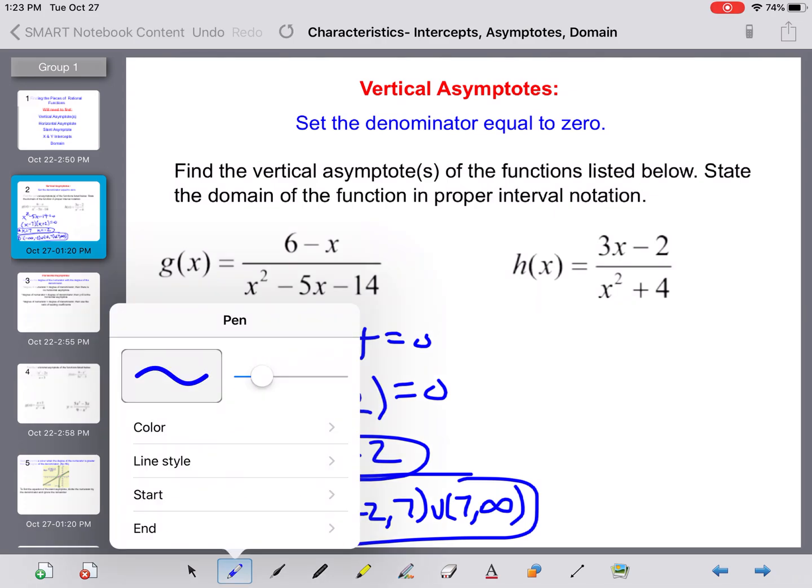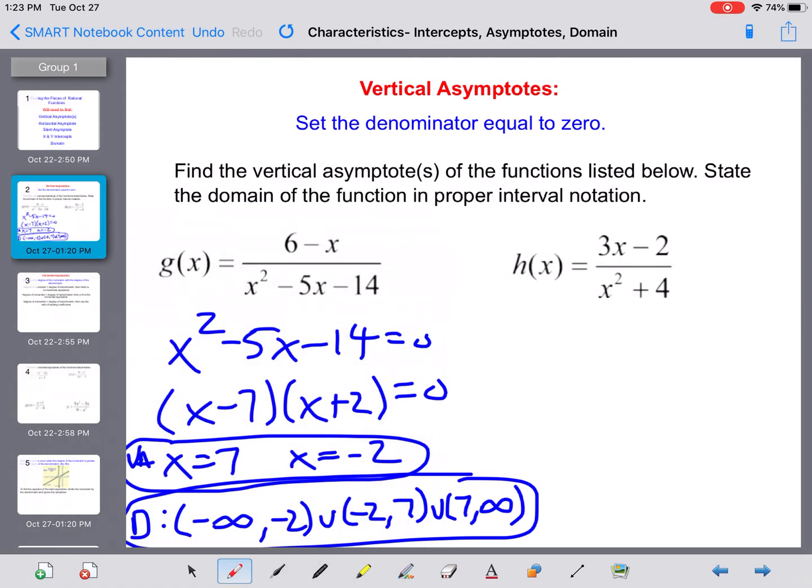Doing the same thing on the next one, we set the denominator equal to 0. And then we go to solve. We would say x squared is equal to negative 4. We would square root, and we would get plus or minus 2i.